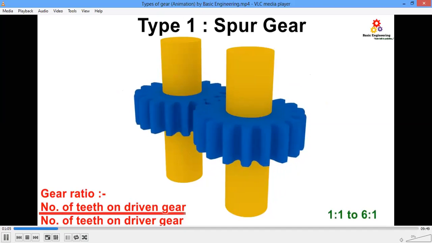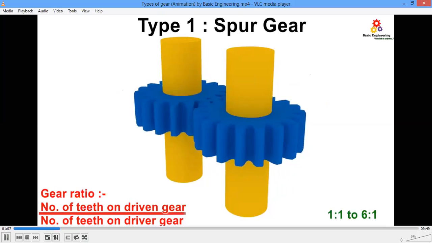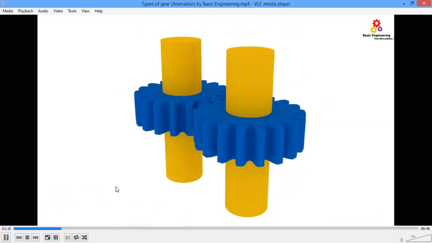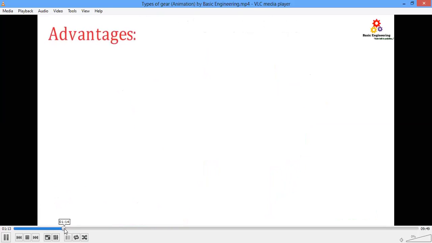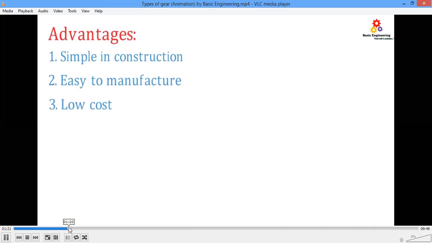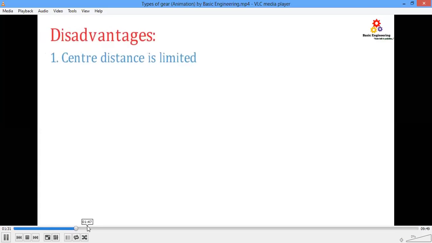So this is about a spur gear. You can see the animation of that. Advantages: it's simple in construction, easy to manufacture, low cost also, and precision is easier to get. Some disadvantages: the center distance is limited, that's always there. For all gear drives, the shaft has to be not far away. But it makes more noise at higher speeds.